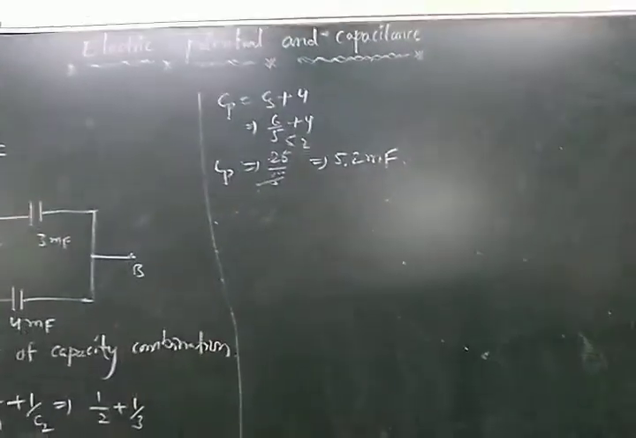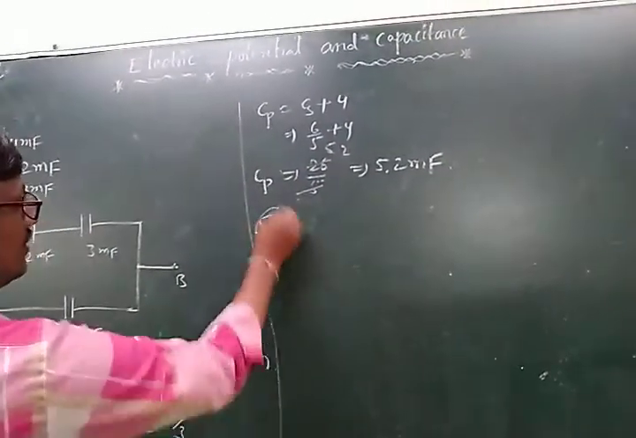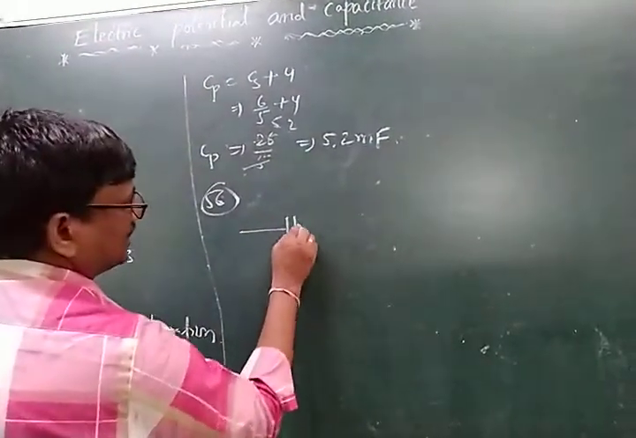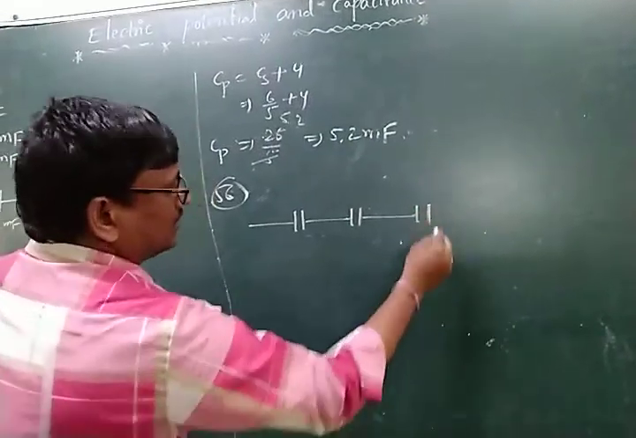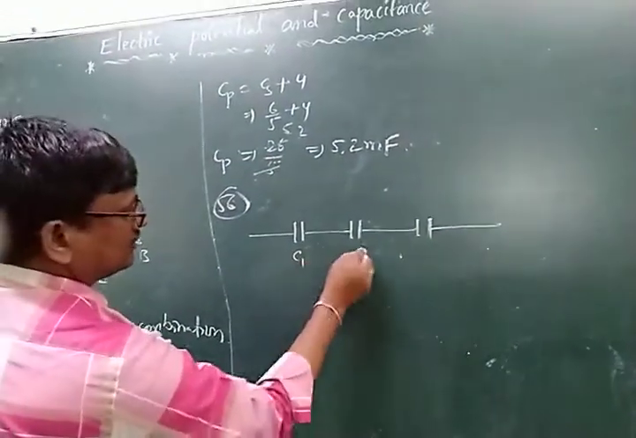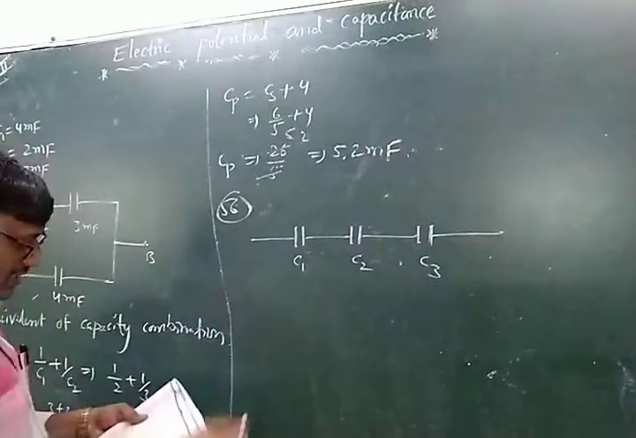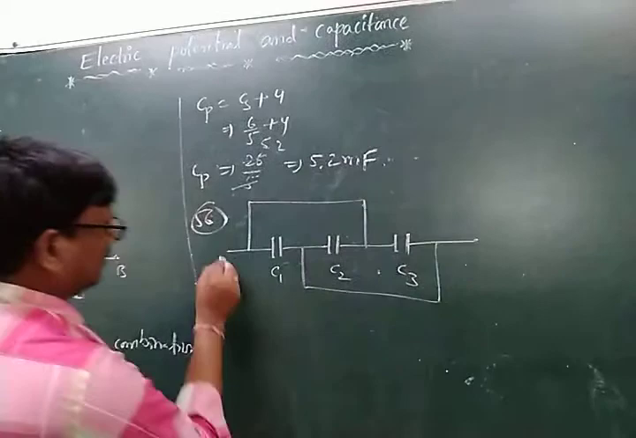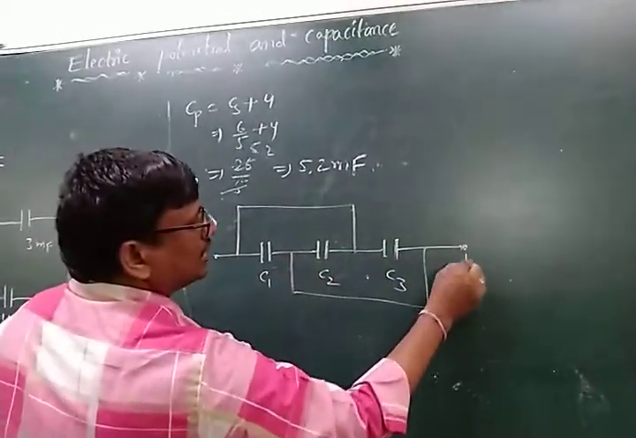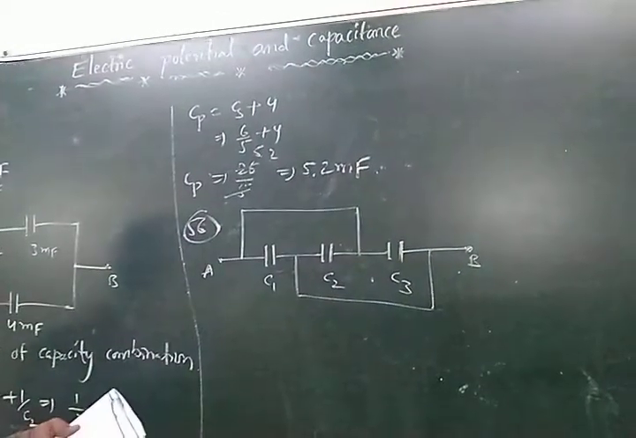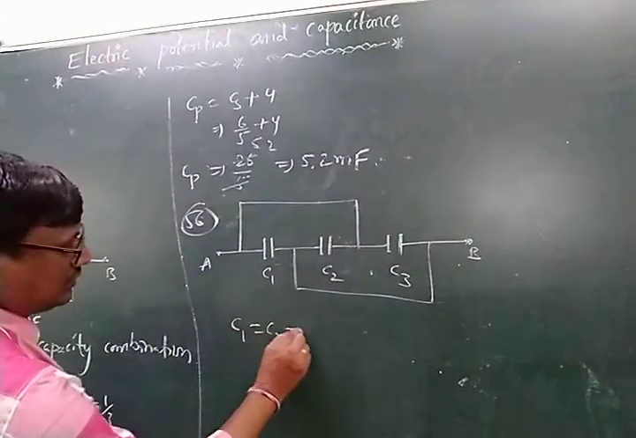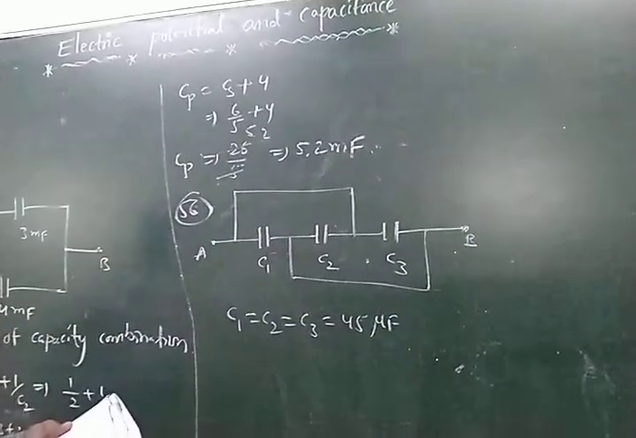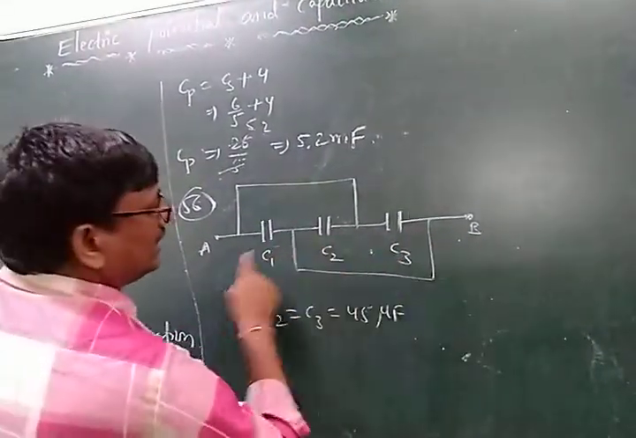Next, question number 56. In the given figure, so what is the figure given? This is the first capacitor and second capacitor and third capacitor, C1, C2, C3. The connections we can observe, the first one is connected between the 3 and second one is connected to the 2. And this is the A point and this will be the B point. Now each capacitance C1 is equal to C2 is equal to C3 is equal to 45 microfarad. Then the equivalent capacitance between the A and B.